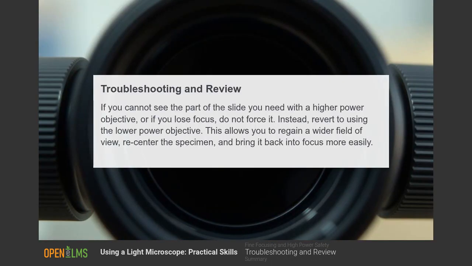Troubleshooting and review. If you cannot see the part of the slide you need with a higher power objective, or if you lose focus, do not force it. Instead, revert to using the lower power objective. This allows you to regain a wider field of view, recenter the specimen, and bring it back into focus more easily.